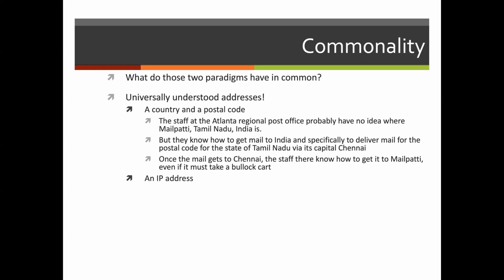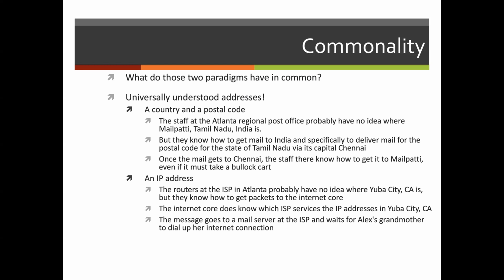And so in the case of our email journey, we have an IP address that is used. And the routers at the ISP might not have an idea exactly where the recipient is located in California, but they know how to get the packets to the internet core. And so the internet core does know which ISP services the ISP addresses in the recipient's domain. So the message goes to the mail server at the ISP, and it waits for the recipient to dial up her internet connection to receive that email.